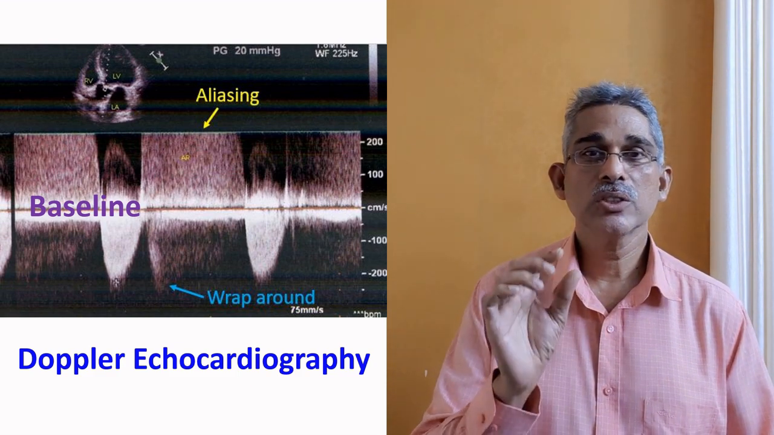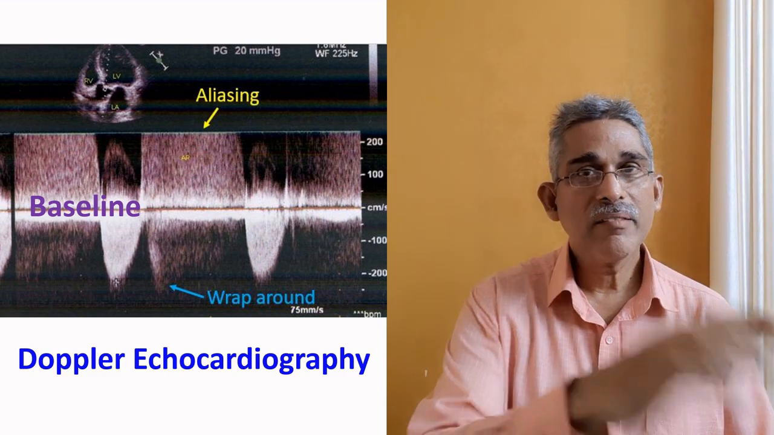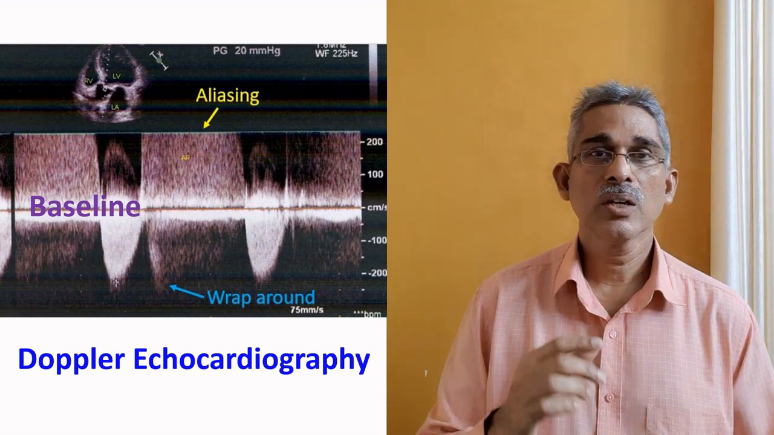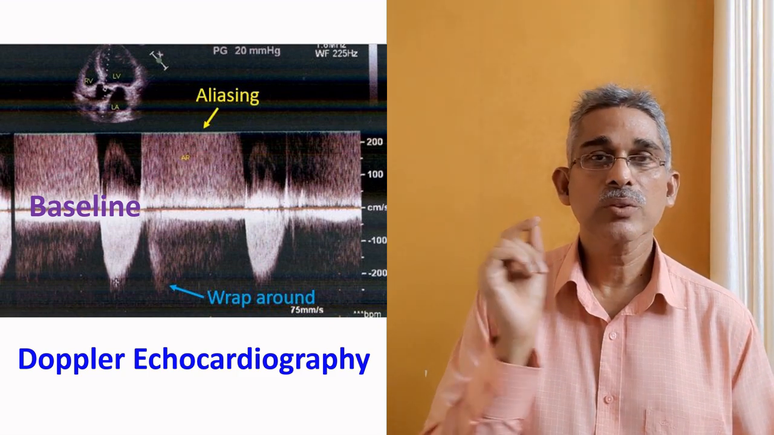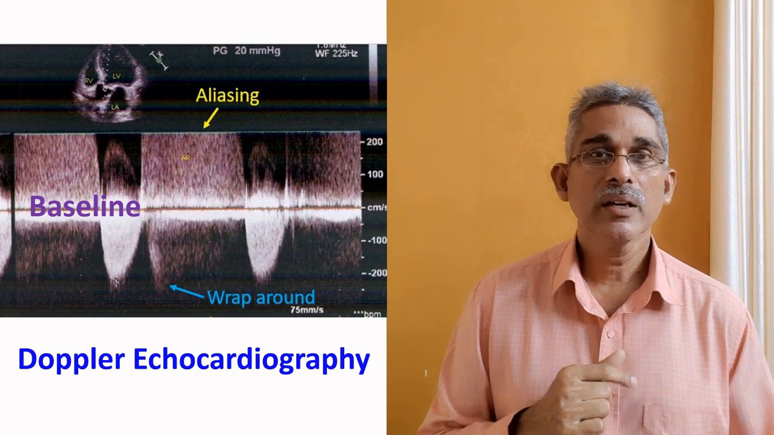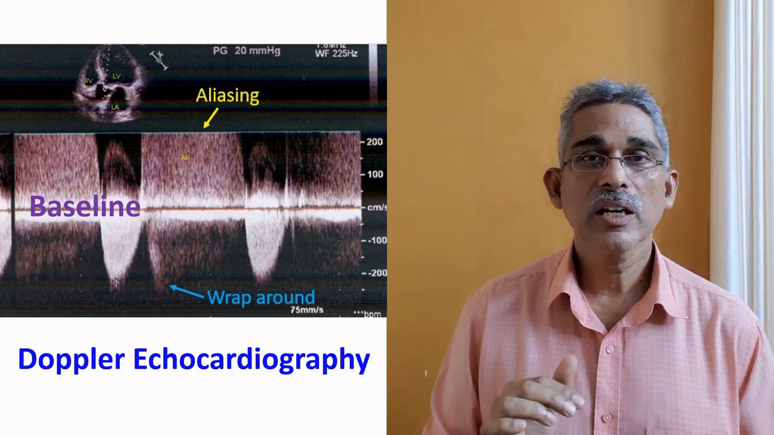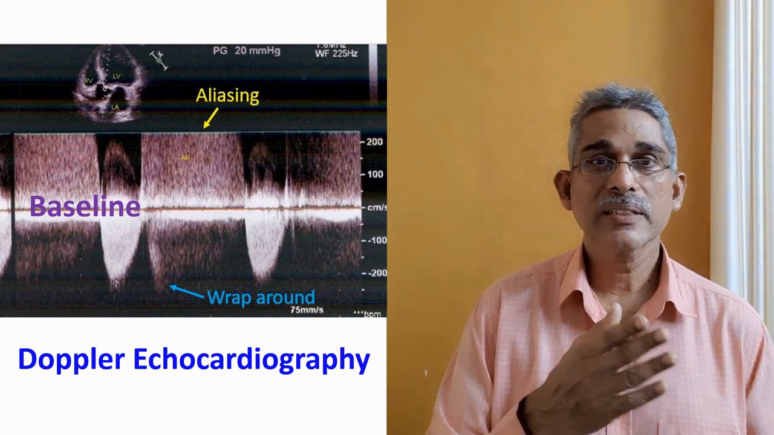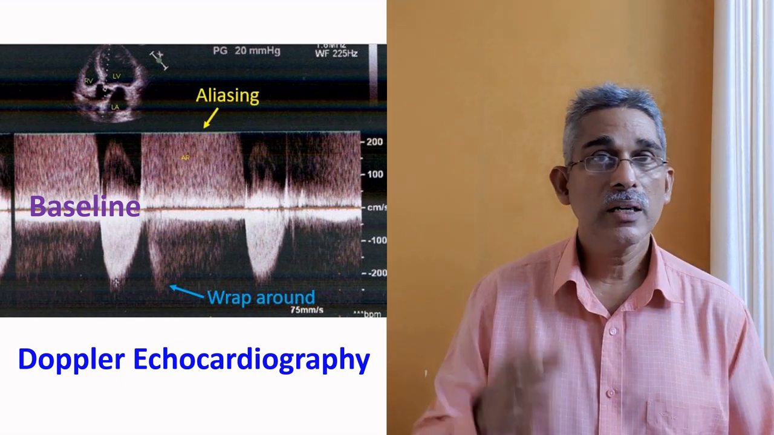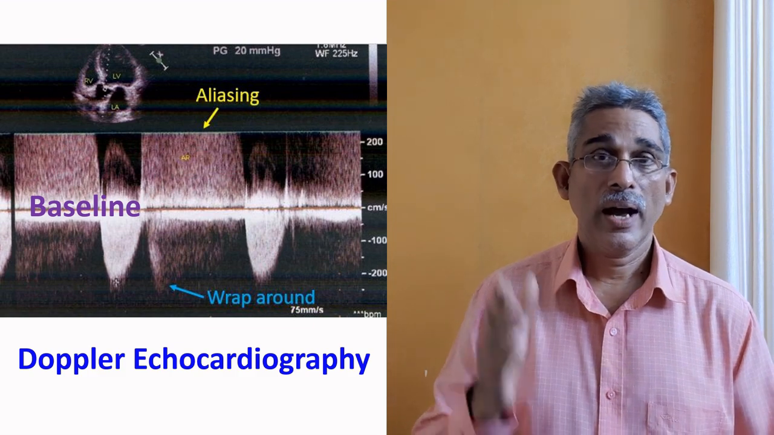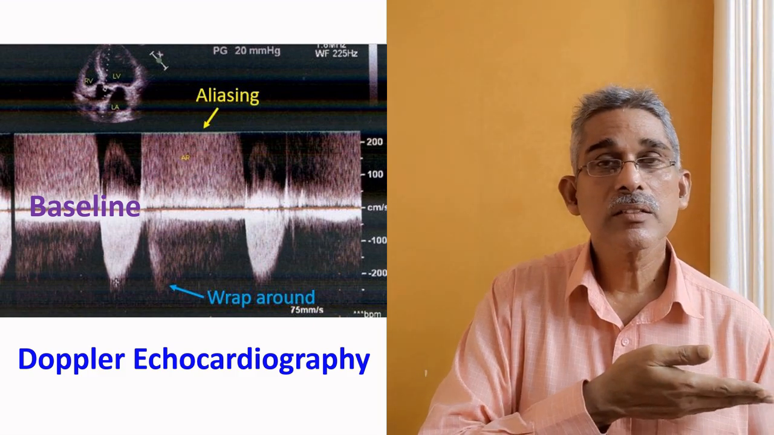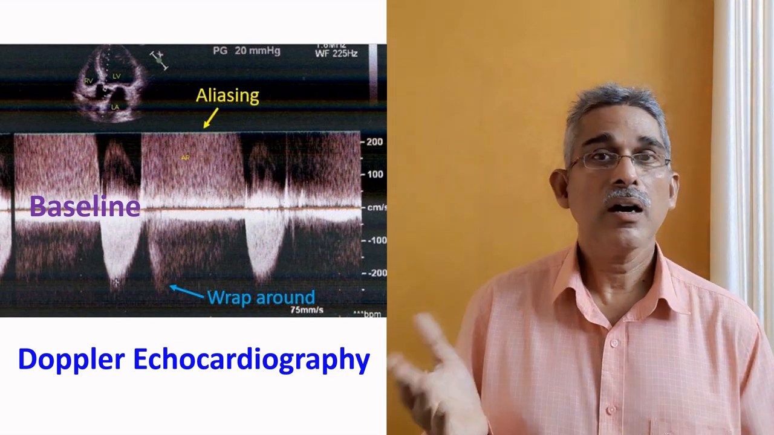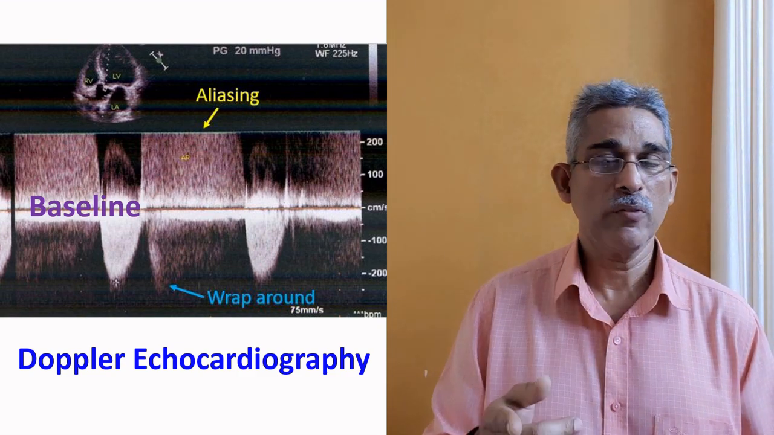Suppose there is a valve which is narrowed, there will be a high velocity jet across that valve. For example, in mitral stenosis, when the left atrial blood flows into the left ventricle in diastole, it will be high velocity turbulent flow. Similarly, in aortic stenosis, when left ventricular blood is ejected out into the aorta, it will be a turbulent flow. And when there is aortic regurgitation, then also you have a turbulent flow from the aorta to the left ventricle, and that's an abnormal flow.